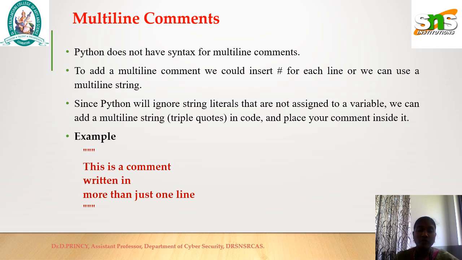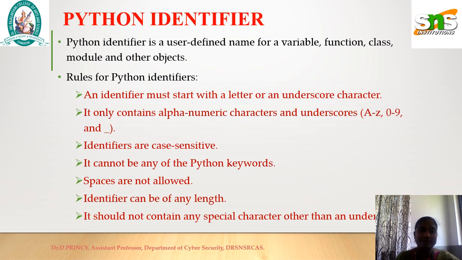In Python, we are not able to directly create multiple-line comments. If we want to make multiple lines as comments, we have to insert a hash symbol in front of each line. Suppose you want to create a string, it should be enclosed with double quotes or single quotes. If you want to make multiple lines as comments, the string should be enclosed with triple quotes. Then it will treat it as a multi-line comment.